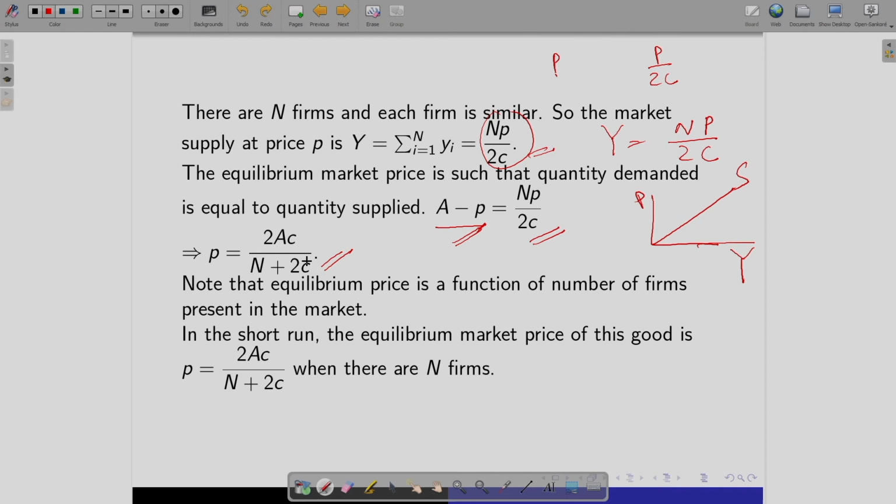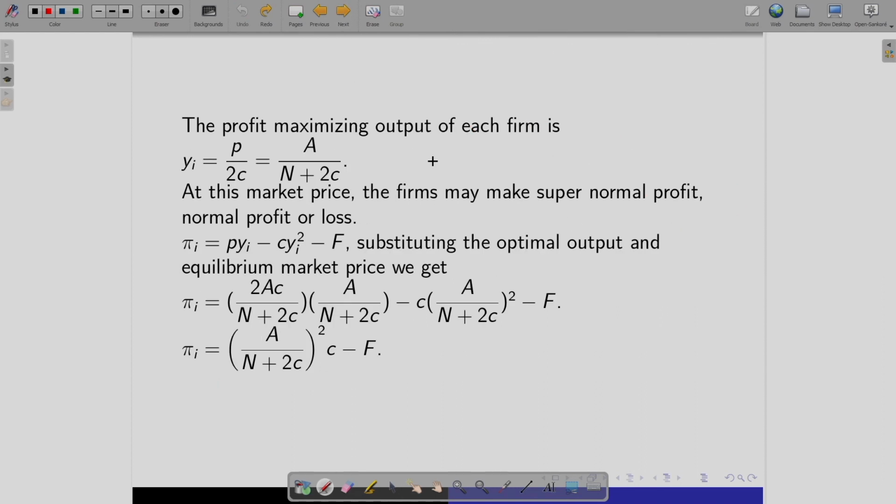marginal cost. Okay. So, in the short run, suppose there are n firms, then we know that the equilibrium market price is this, and the moment we know the equilibrium market price from the optimal conditions that we have got, the output of each firm is this. So, we plug in this value, we get this is the output of each firm. And then we find out whether firms are making supernormal profit or normal profit or losses at this price.